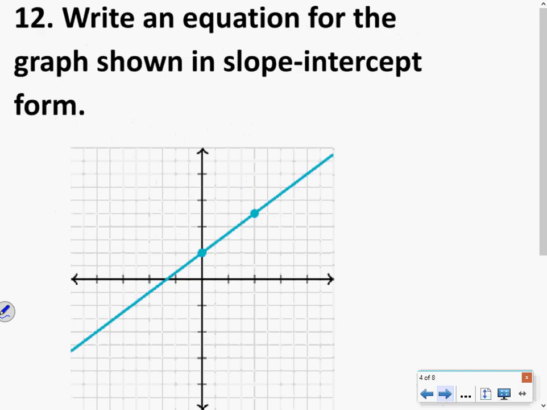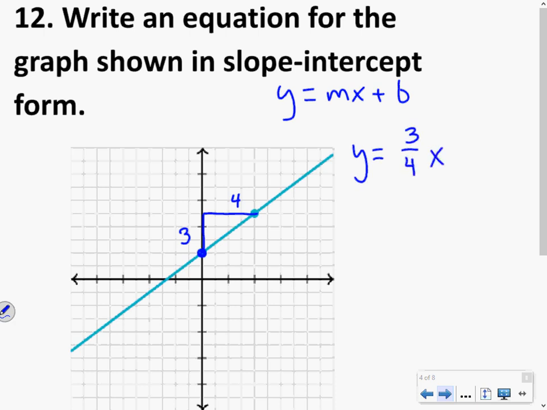Okay, here's a graph, and we want to write the equation for this graph in, once again, slope-intercept form. Super easy to do. All I need to find is the slope and the y-intercept from looking at this graph. The y-intercept is at 2. Okay, so we already have that part. The slope is, let's see, we go up 3. We go over 4, so rise over run gives us a slope of 3/4. So our equation is y = 3/4 x + 2.